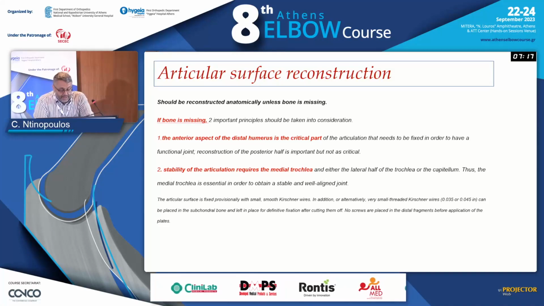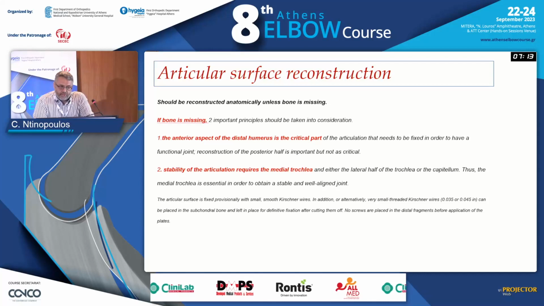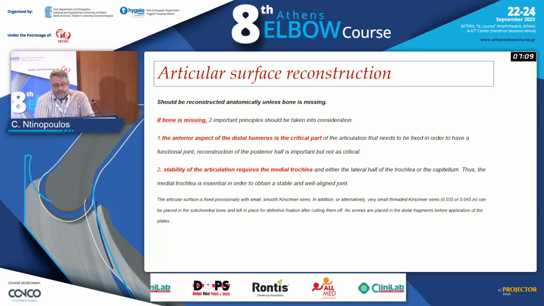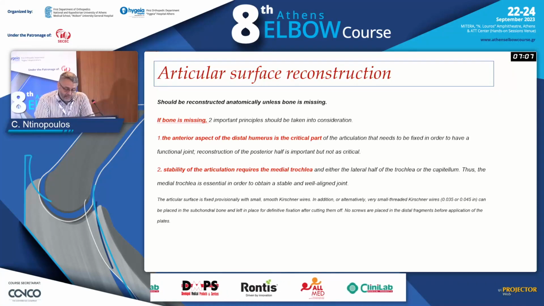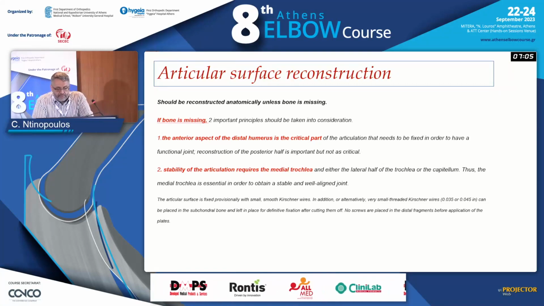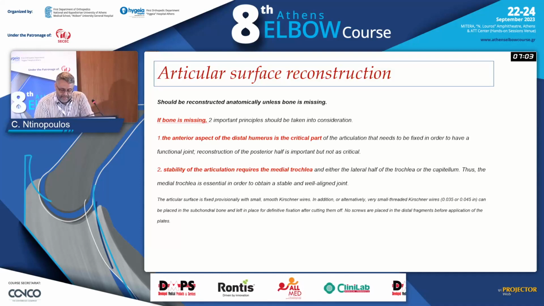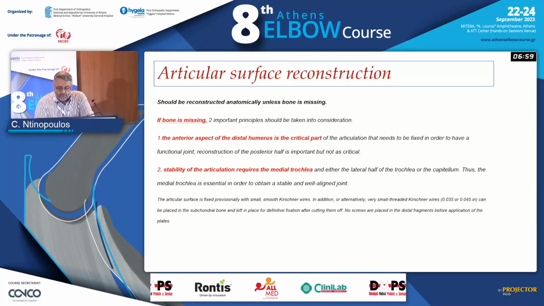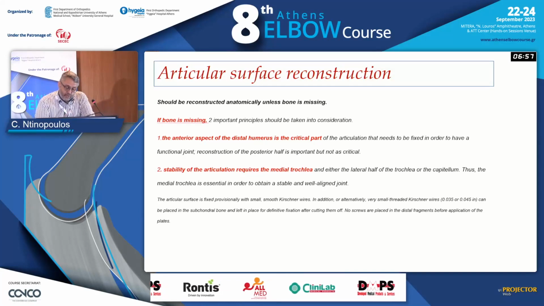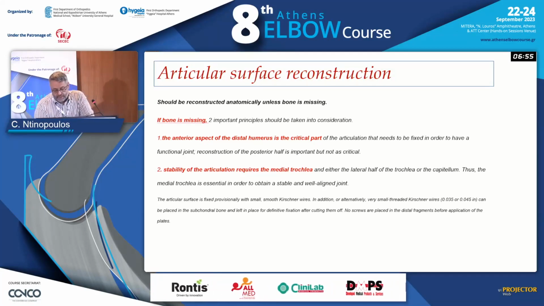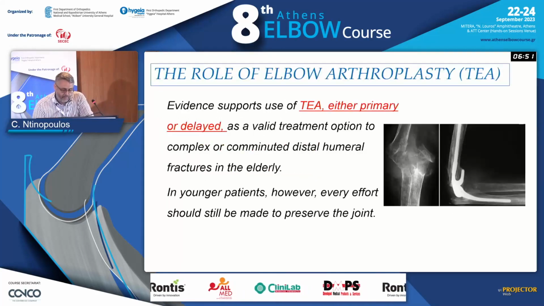In any situation, stability of the articular surface requires the medial trochlea. If we have the lateral trochlea, we are happy. If we have the medial trochlea and the capitellum, we are happy again. So definitely the medial trochlea plus or minus the lateral trochlea, but if we don't have the lateral trochlea, with the medial trochlea and capitellum, we have stability in motion.